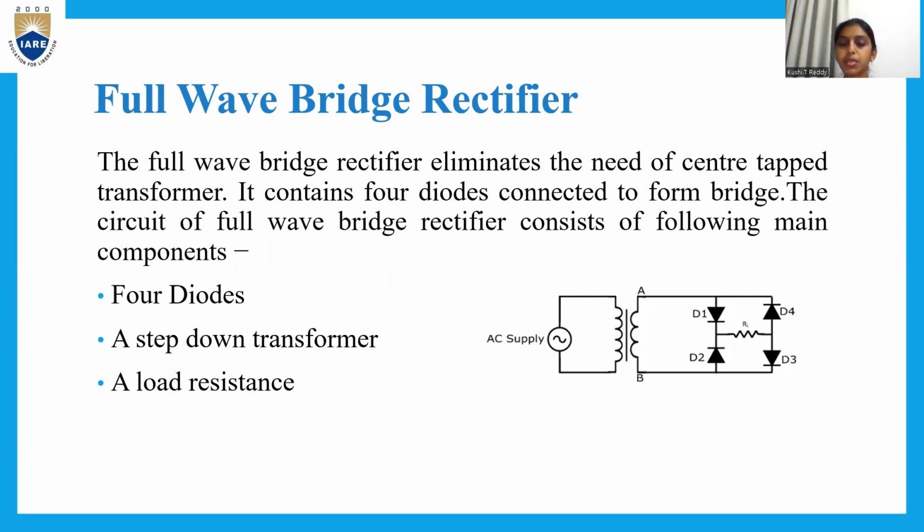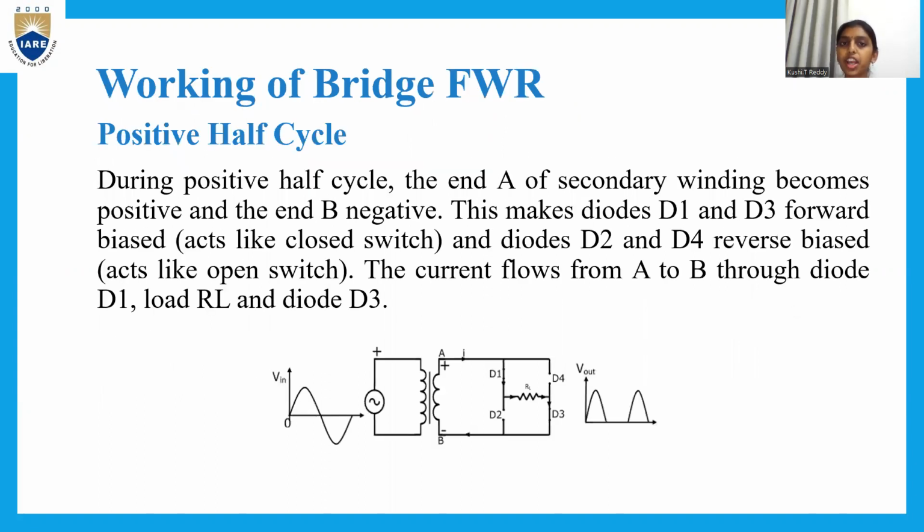So as you can see in the picture, the 4 main components of the full wave bridge rectifier are 4 diodes, a step down transformer, and a load resistance. Now let us look at the working of a full wave bridge rectifier. Here also you will have a positive half cycle and a negative half cycle.